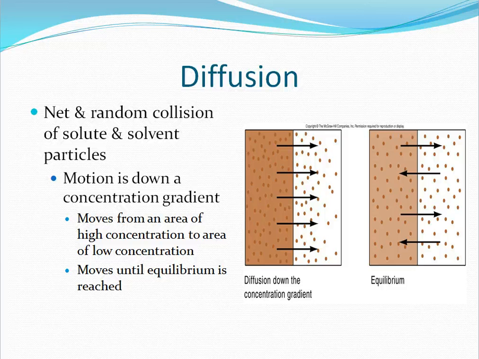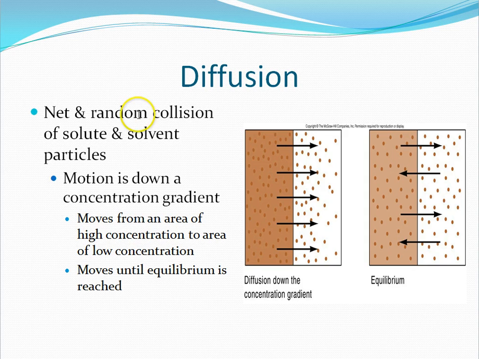In our body, particles can move across our boundaries, either the cell membrane or the capillary membrane, via various mechanisms. The first mechanism we will look at is diffusion. Diffusion refers to the net and random collision of solute and solvent particles. This produces a net particle motion down a concentration gradient from an area of high solute concentration to an area of low solute concentration. These particles will continue to move until equilibrium is achieved.